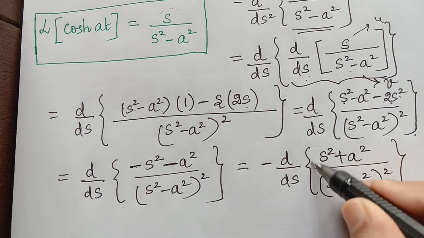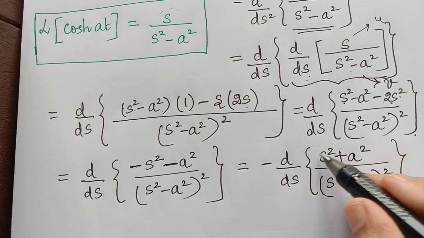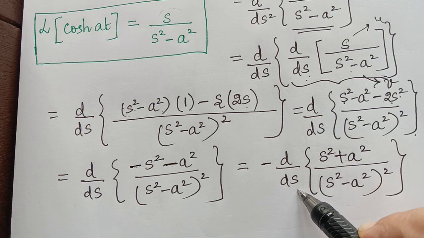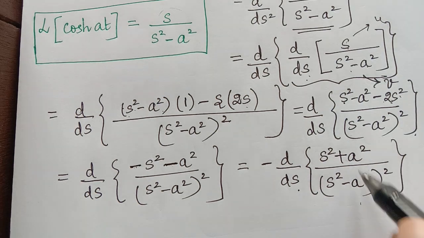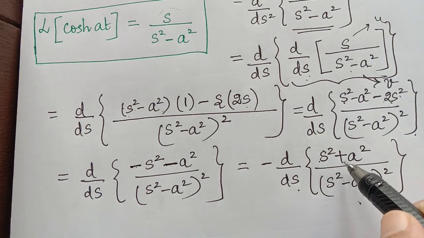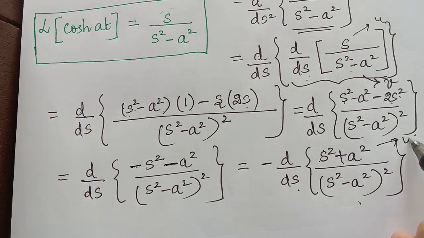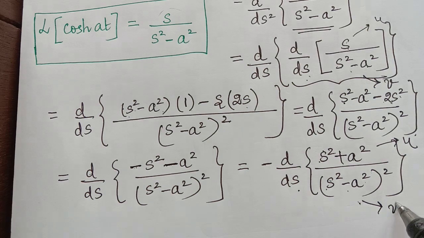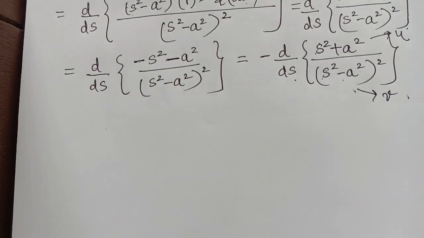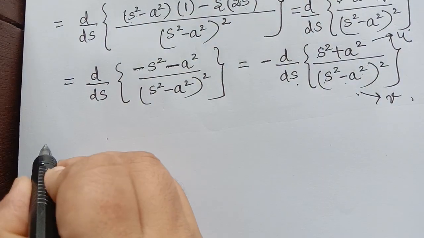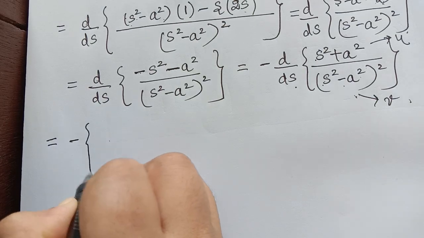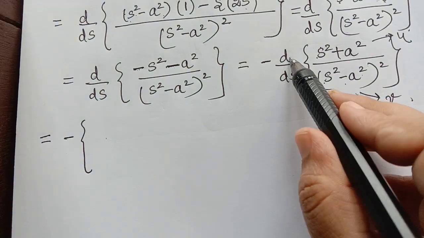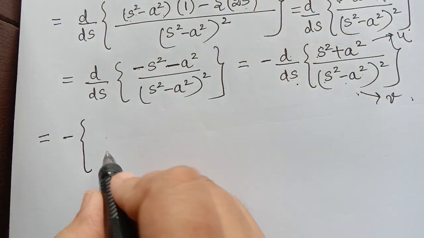Now again we have to differentiate whatever is inside the bracket once again with respect to s. So again we have to use the u by v method, where s square plus a square will be treated as u and s square minus a square the whole square will be treated as v. So let us do that now. So further that is equal to negative d by ds of this, so this is treated as v.